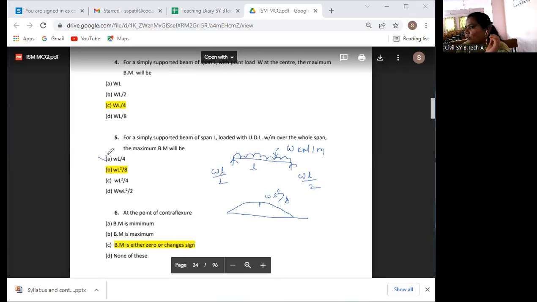So WL by 4 is wrong. WL square by 4 is again wrong. W into WL square divided by 2 is again wrong. The correct answer is WL square by 8. So the question will be asked likewise.